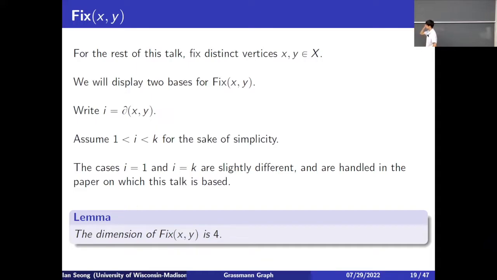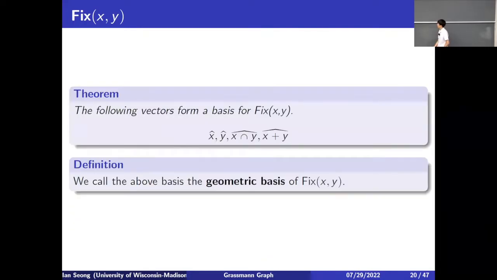Again, this is actually specific for the case that I is between 1 and K and some other cases. But for now, we just assume I is between 1 and K. And if that's the case, then the dimension is 4. Okay, and having that fact, we can come up with a theorem that says the vectors that form a basis for fix XY look like the following. So we have x hat, y hat, and then we have 2 more points on a projective geometry, the x intersect y and x plus y. We can take a hat of those, and those 4 vectors form a basis. And just for this talk, we're going to call them the geometric basis because we derive these from the projective geometry.